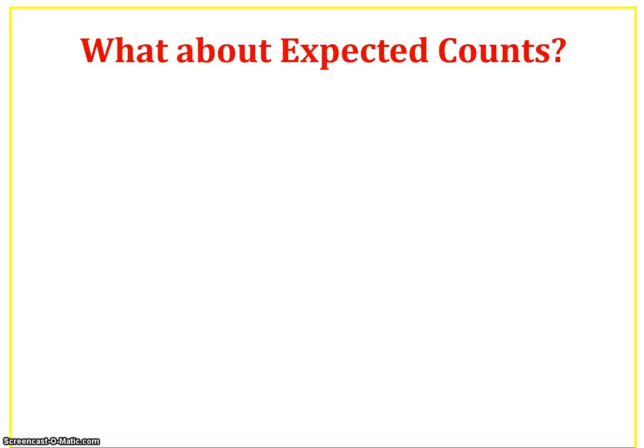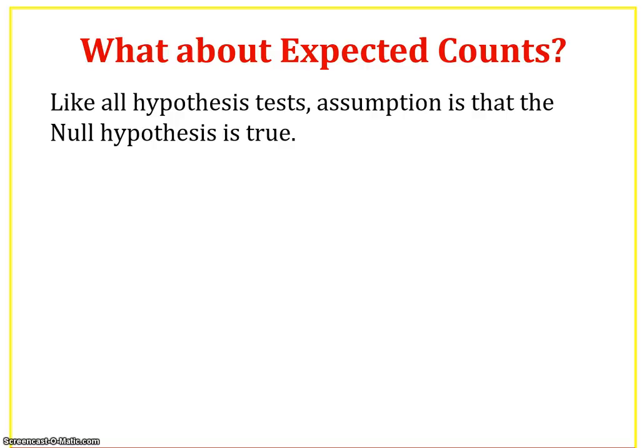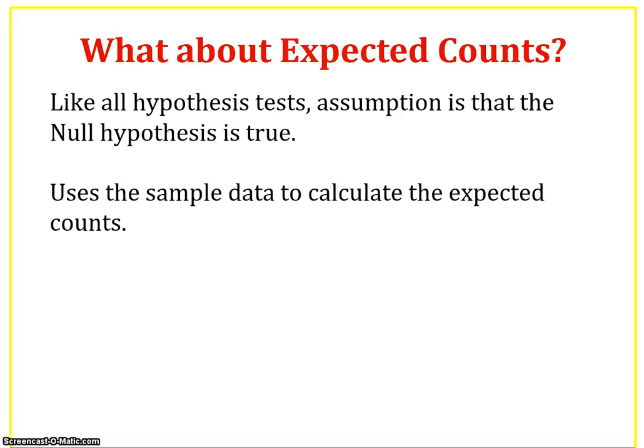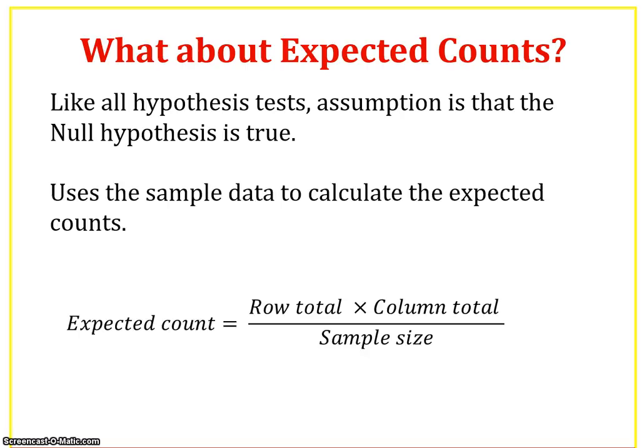What about the expected counts? Like all hypothesis tests, the assumption is that the null hypothesis is true when we're calculating the expected cell counts. So we use the sample data to calculate them, and the expected cell count for each cell of the table is going to be the total for the row times the total for the column divided by the total sample size. Those are the row and column totals from the two-way table that contains the data. We'll do an example in just a little bit.